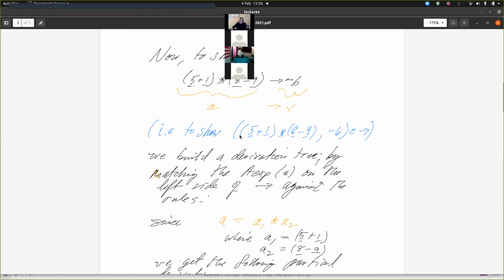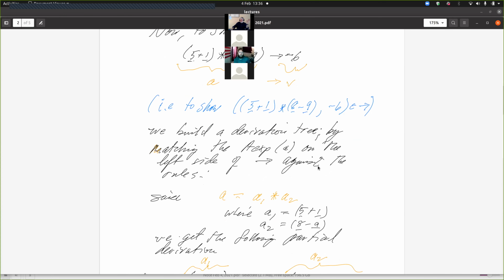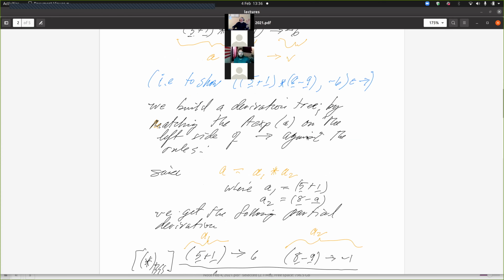So what that means, for example, is that if you take the A expression 5 plus 1 times 8 minus 9, where 5, 1, 8, and 9 are all numerals, and try to pair that with any other numeral, you will not be able to prove it using these proof rules. And that might be a good thing for you to try to do on your own, and see where it fails.